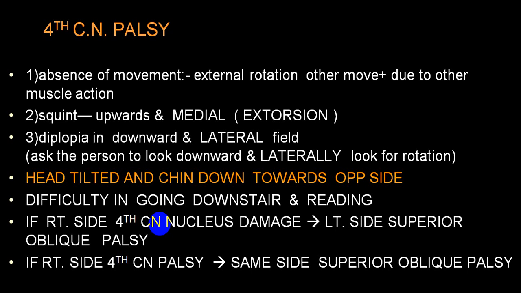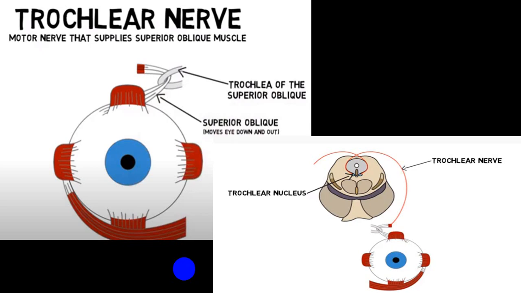But once the fiber comes out, then it will be supplying. Say the fiber from the left side has already come to the right side. Now if that gets damaged, it will be that side palsy. So that will be the important point. If you get a right side fourth cranial nerve palsy, it is supplying the right side only, so you will have the same side superior oblique affected.